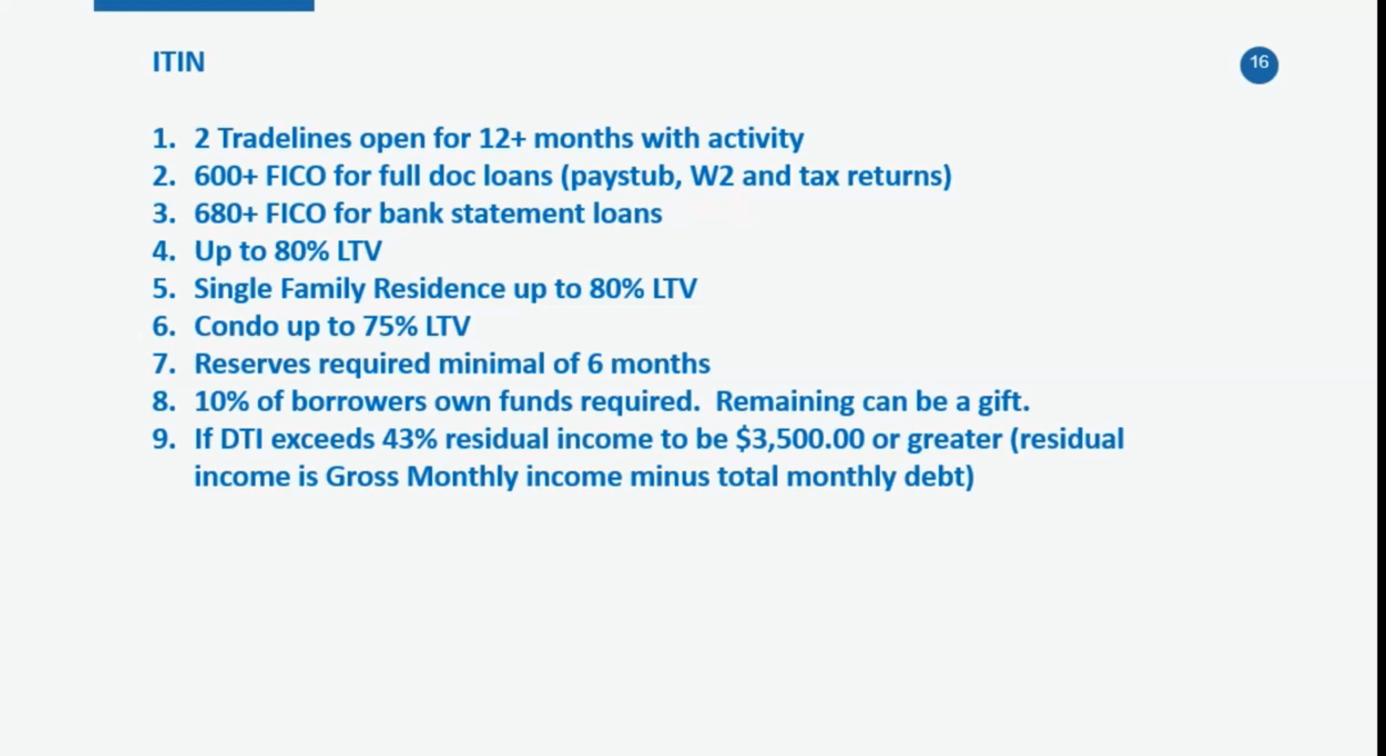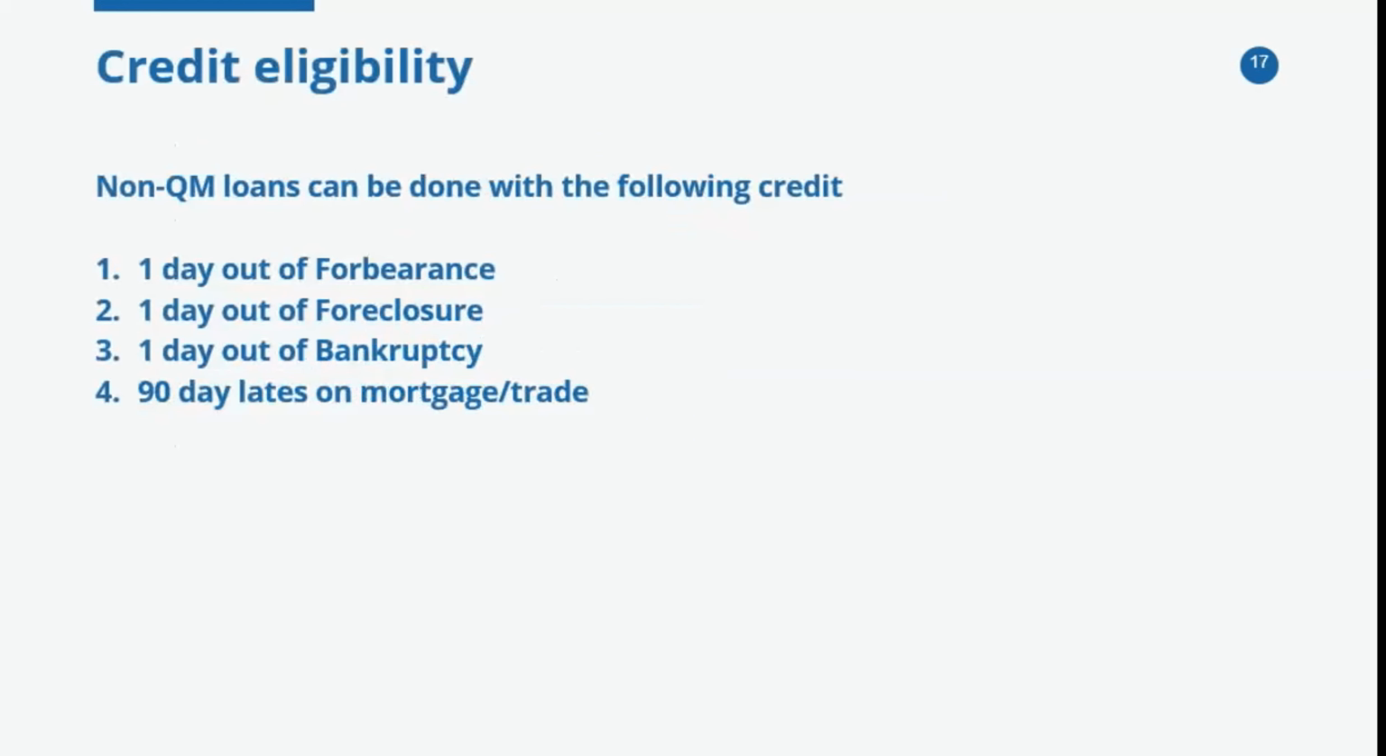Okay. The last slide, the benefits of non-QM, and credit eligibility. A lot of people might not know this, but non-QM will allow loans 1 day out of forbearance, 1 day out of foreclosure, 1 day out of bankruptcy, and up to a 90-day late on mortgages and trades, okay? We already know Fannie and Freddie, FHA, VA will not allow these. So if you have a client that went through any of these credit events, does that necessarily mean that they are eliminated from purchasing a home? No. I would look into the non-QM side.